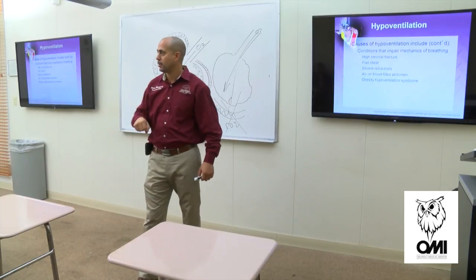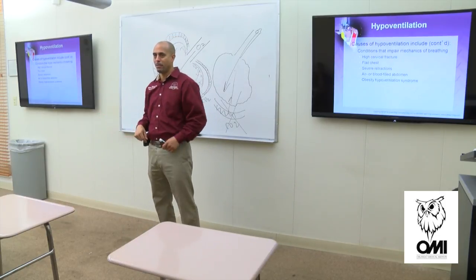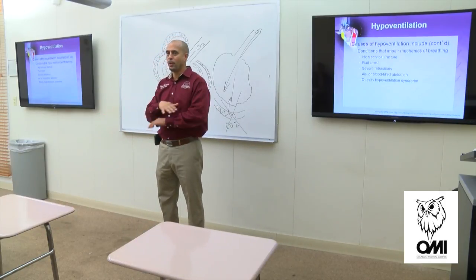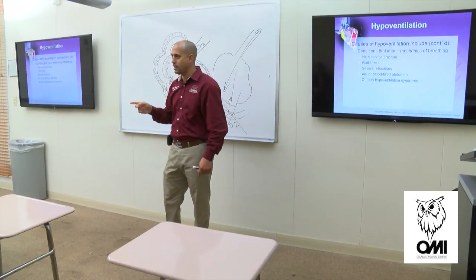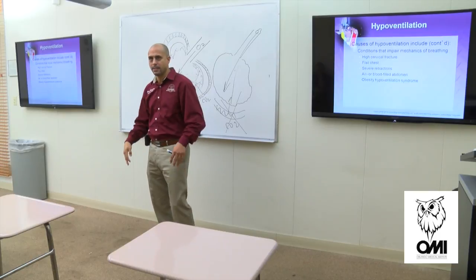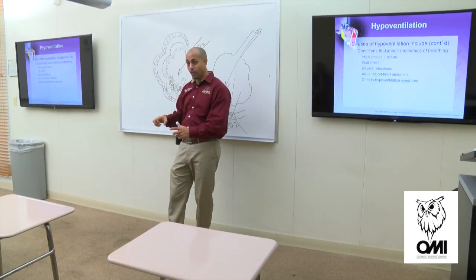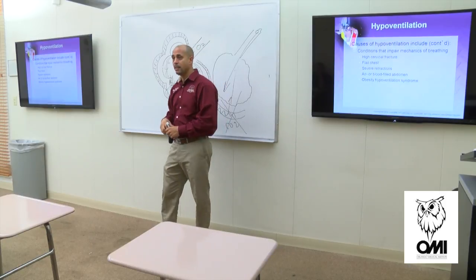We have to make sure it's adequate because we have the tendency to put a BVM on the face, squeeze a bag, and think everything's fixed. No, you have to make sure: are we adequately getting chest rise in the patient? Do we have adequate chest rise? If not, what do we do?